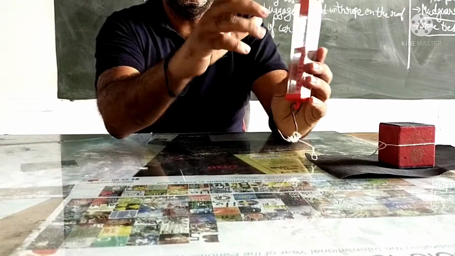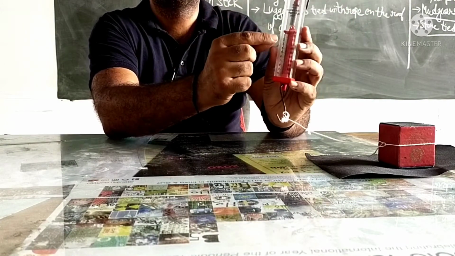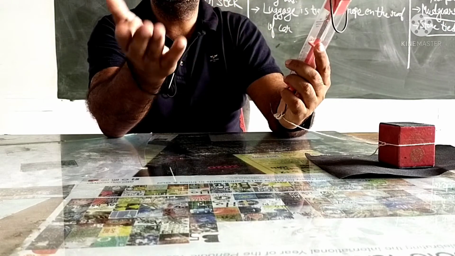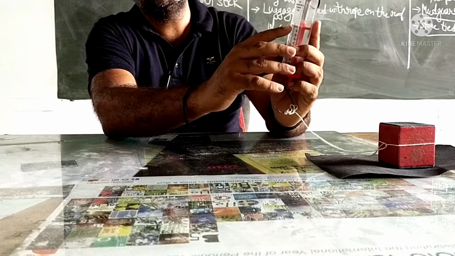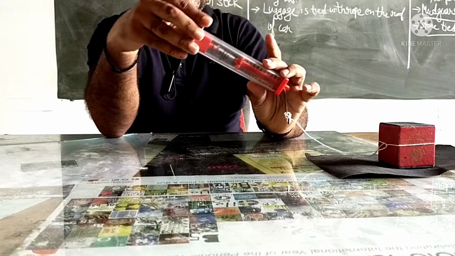Before using any physical device, you must check the zero error. Check whether there is already any value. If there is no value, that means it's at zero. That means it's okay. No need to verify. No need to deduct anything.